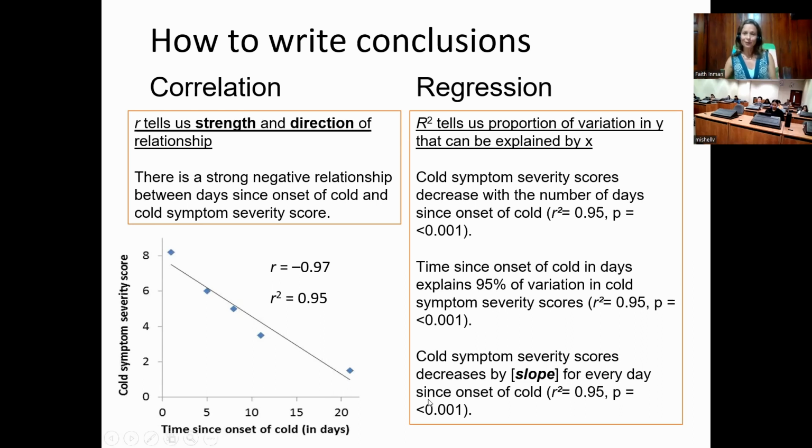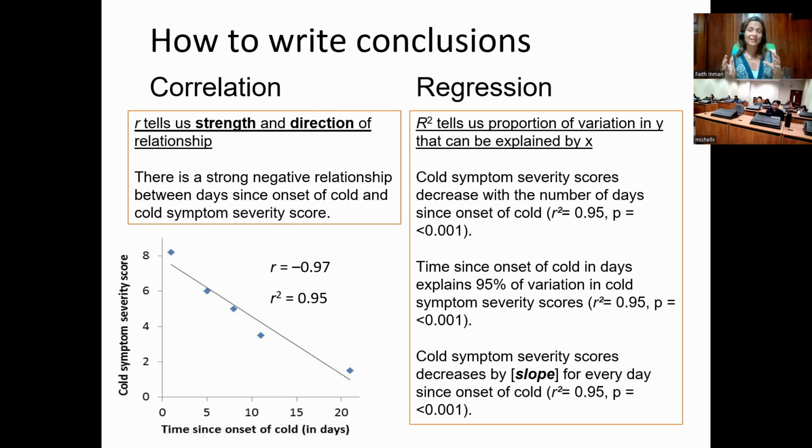You can also then say cold symptom severity scores decrease by whatever your slope is for every day since the onset of cold, R squared 0.95, p less than 0.1. I don't have the slope for this particular regression right now, so I just put in that you just put in the slope there.